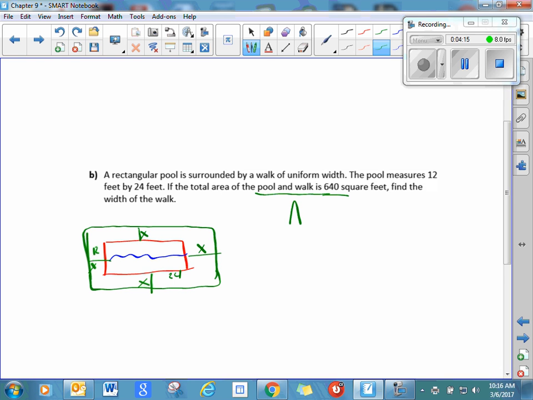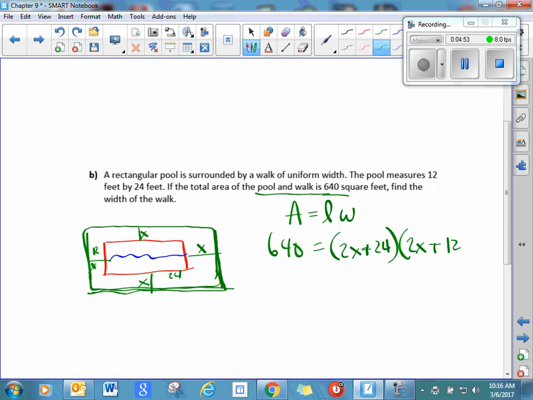So I'm going to start with the area of the entire structure. So the area of the entire structure, of course, is length times width. And they tell us that that is 640. So the entire length, we've got the 24 here, and the x here, and the x here. So that is 2x plus 24. Don't forget your parentheses. You need these grouping symbols. And the width, this guy, is 12 plus x plus x. So he is 2 of those x's plus 12.